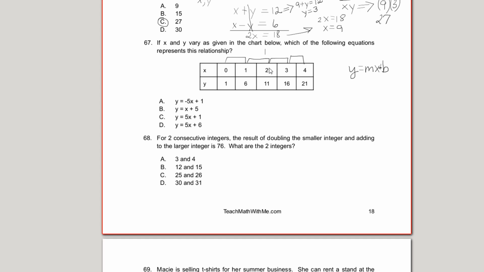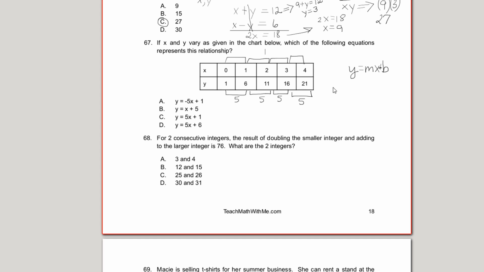So for every change in x, we're going to have what kind of change in y? Well, right here we go from 6 to 11. That's a difference of 5. 6 to 11 is 5. 11 to 16 is 5. We also have a constant change in y. So that's going to be this slope here.